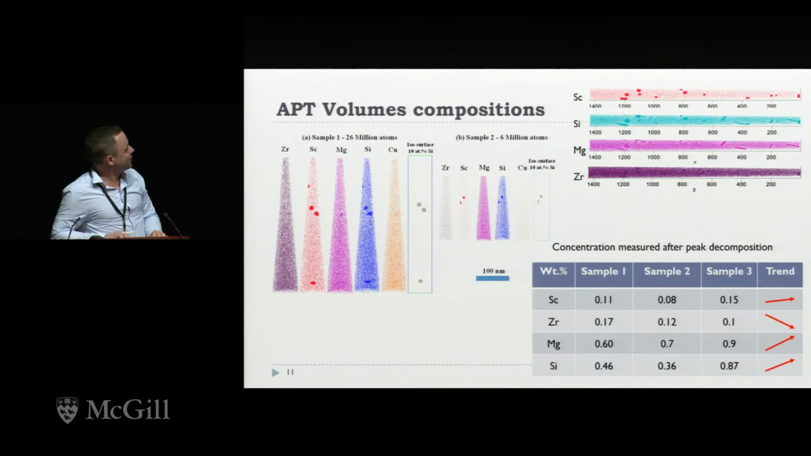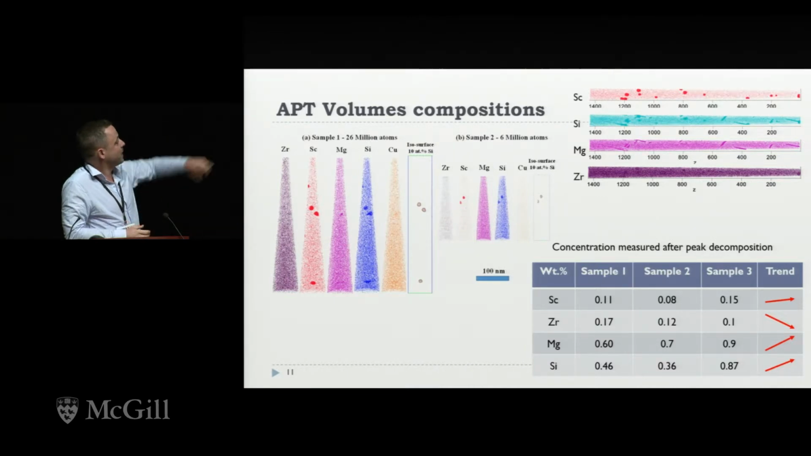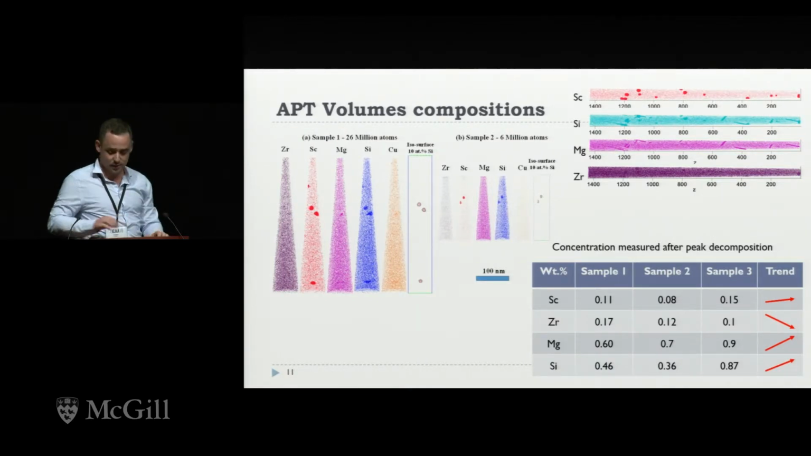Now if we look at just the bulk compositions of the samples, we can see that there's some variation. Some of the bigger variations are from magnesium and silicon. If you look at samples 1 and 2, you've got some ratios which are quite close to the bulk composition. If you look at sample 3, magnesium and silicon were actually quite a bit closer together. And the same for zirconium and scandium, there's some variation.